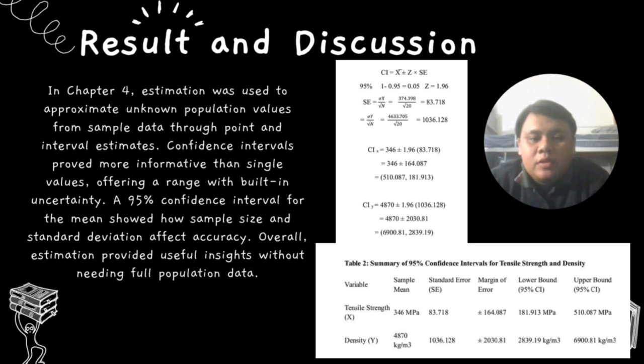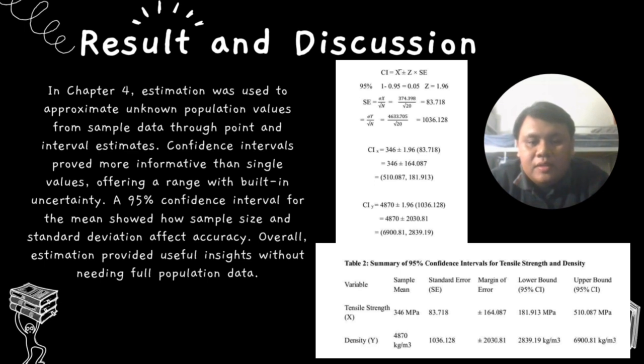In chapter 4, we focus on estimation, which helps us approximate unknown population values by using sample data. We apply both point and interval estimates, with the 95% confidence interval being a key tool. As shown in the calculation, a confidence interval gives us a range of values rather than a single point, allowing for uncertainty in prediction.